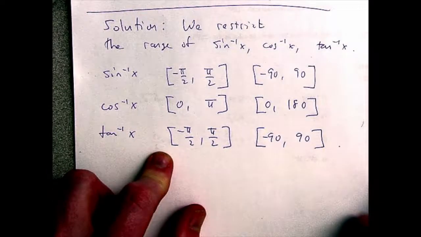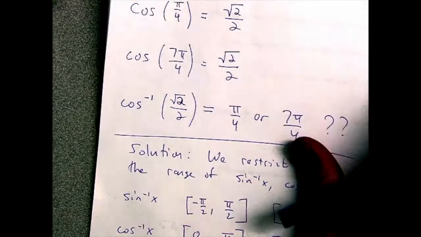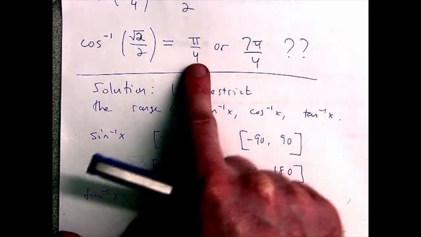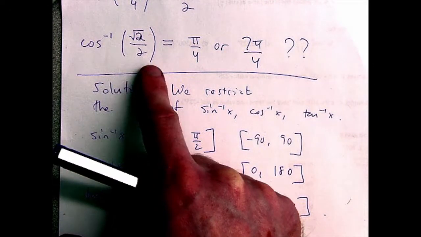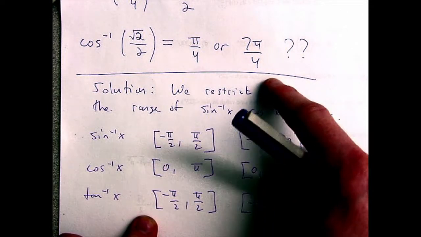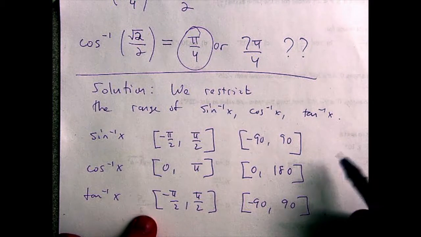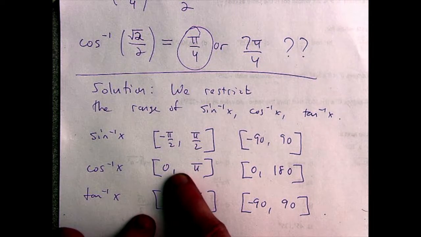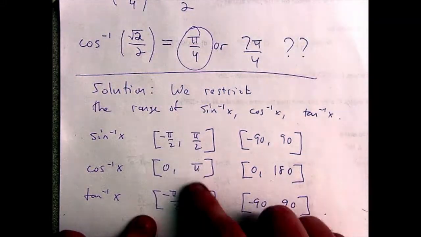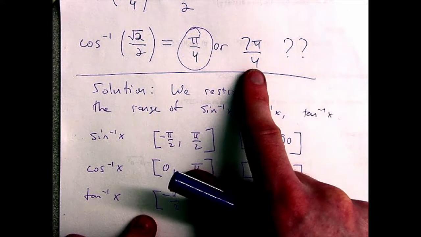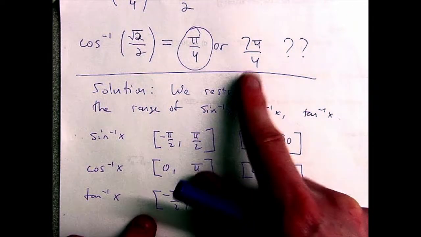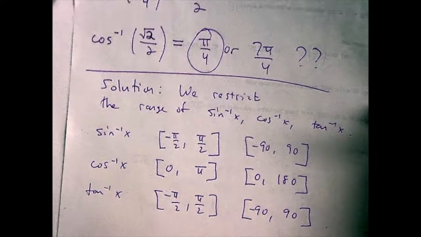And it turns out that these restrictions settle the question that I was mentioning before. So, if we go back to our question, what is the inverse cosine of root 2 over 2? Is it pi over 4, or is it 7 pi over 4? Well, the answer is pi over 4. The reason why is, if you look at the restriction, inverse cosine must produce angles within this interval. Pi over 4 is in this interval. 7 pi over 4 is not. It's too big. 7 pi over 4 is bigger than pi, so it cannot produce that angle.